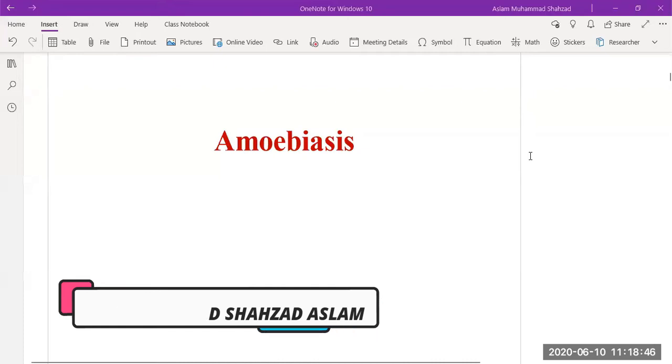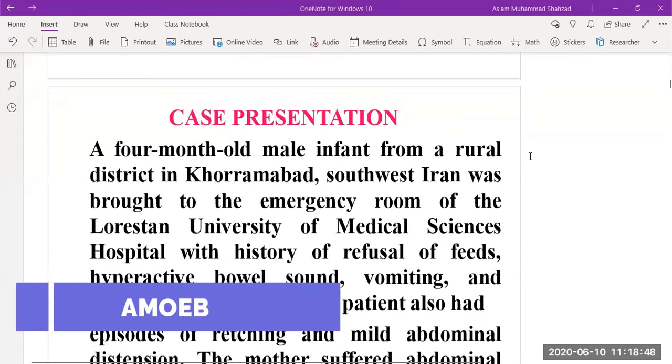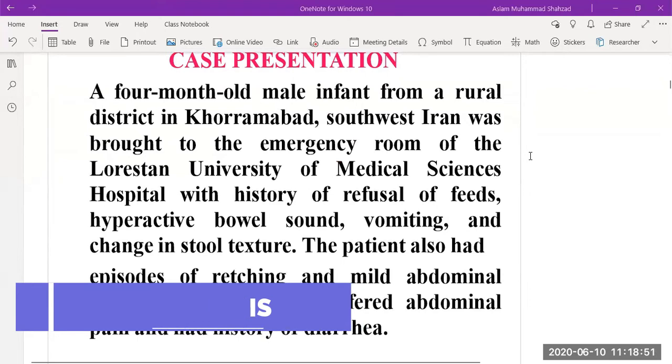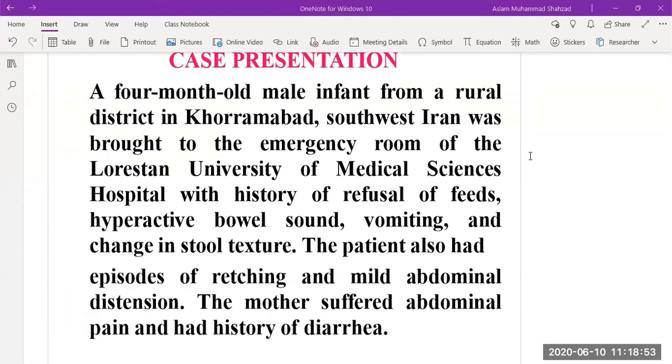Today we are going to discuss amoebiasis, and I'm presenting the case of a 4-month-old male infant from a rural district in Iran. He was brought to the emergency room of the Lauriston University of Medical Science Hospital with a history of refusal of feed, hyperactive bowel, vomiting, and change in stool texture. The patient also had an episode of retching and mild abdominal distension. The mother suffered abdominal pain and had a history of diarrhea.